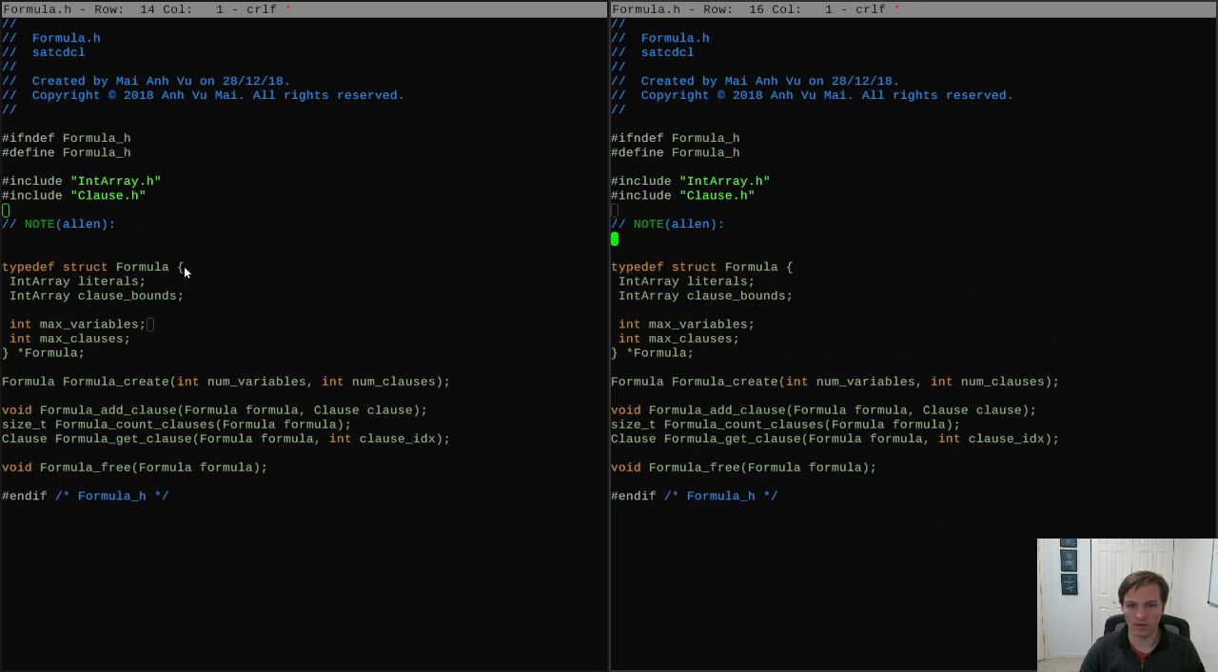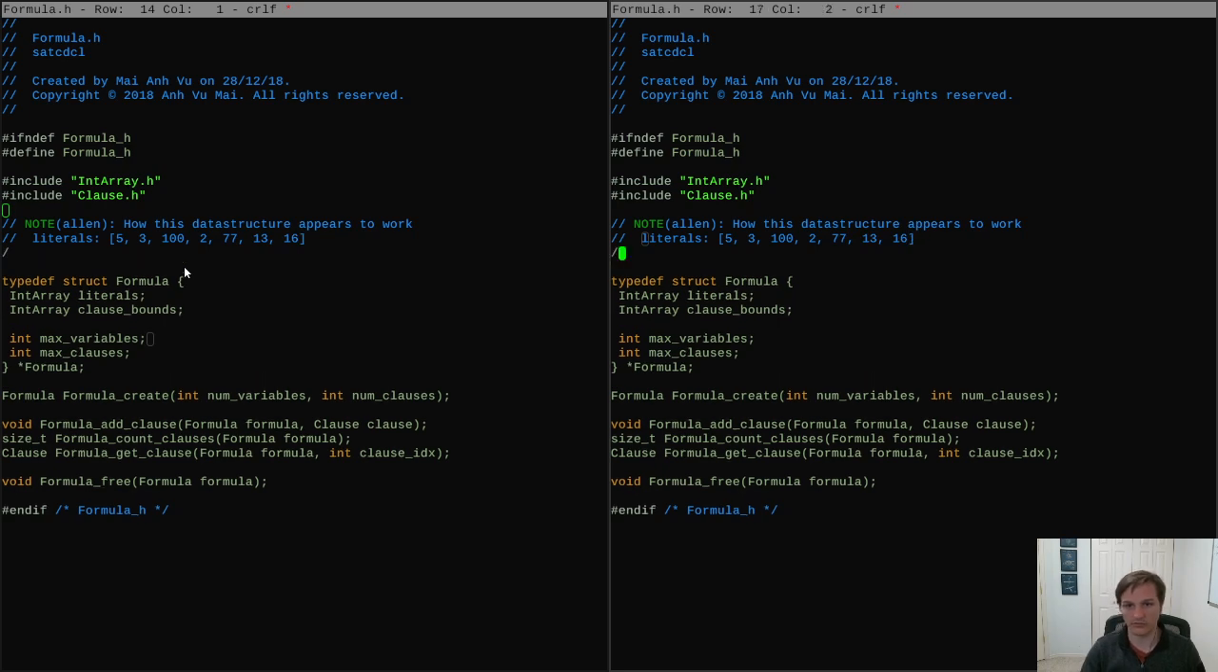right into the code here. So how this data structure appears to work. We have the literals, which is like an array of integers, right? And these could be any arbitrary things. We don't have any particular idea of what their structure means yet. It's just an array of literals. And then we have this clause bounds thing.